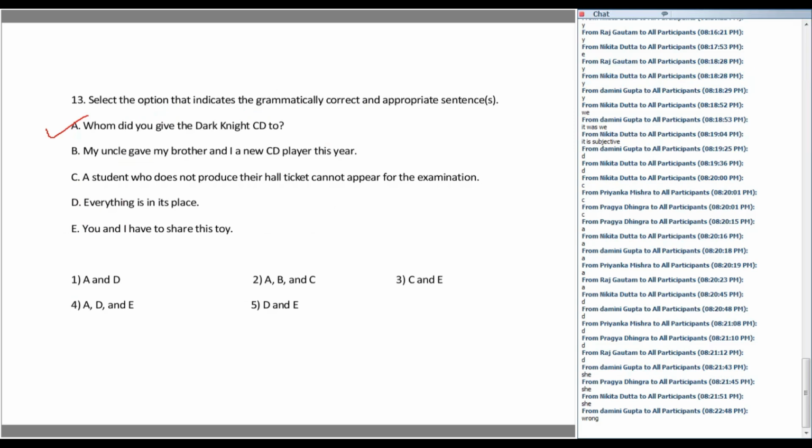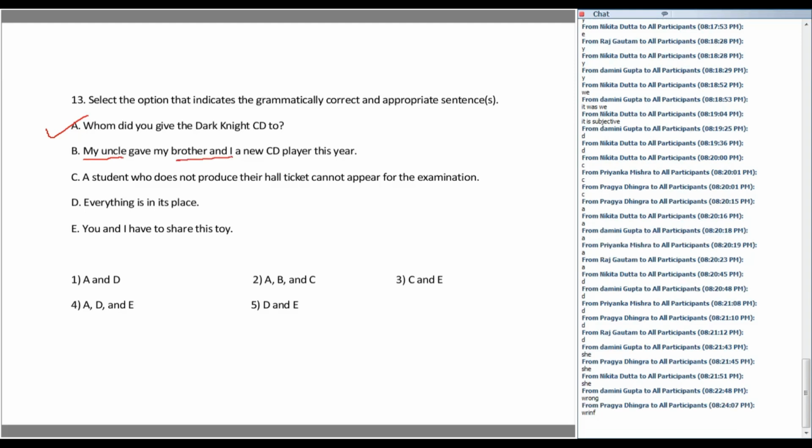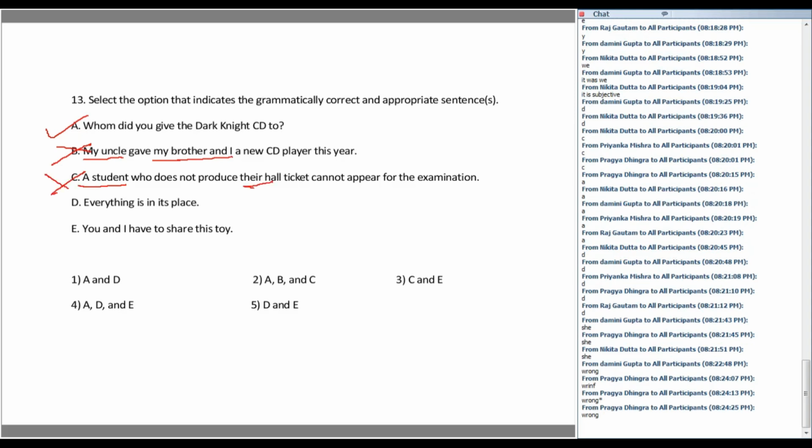My uncle, who is the subject. My uncle gave my brother and I. Wrong. We are not the subjects. We are not the subject, so I cannot use I. My uncle gave my brother and me a new CD player this year. B is wrong. A student who does not produce their hall ticket. Wrong. A student is singular, there is plural. Wrong.